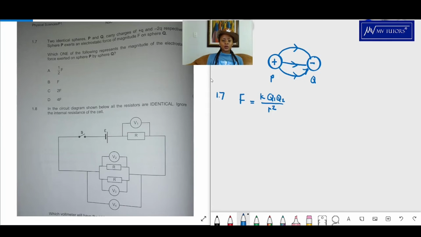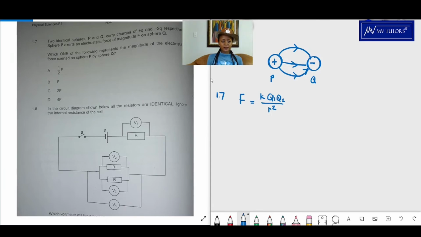Okay, so if you're going to calculate the force on it, guys, both P and Q are going to apply the same force to one another. Just because P has positive Q and Q has negative 2Q doesn't mean the force now is going to be half or 2F or 4F or whatever, but they're going to apply the same force to each other.